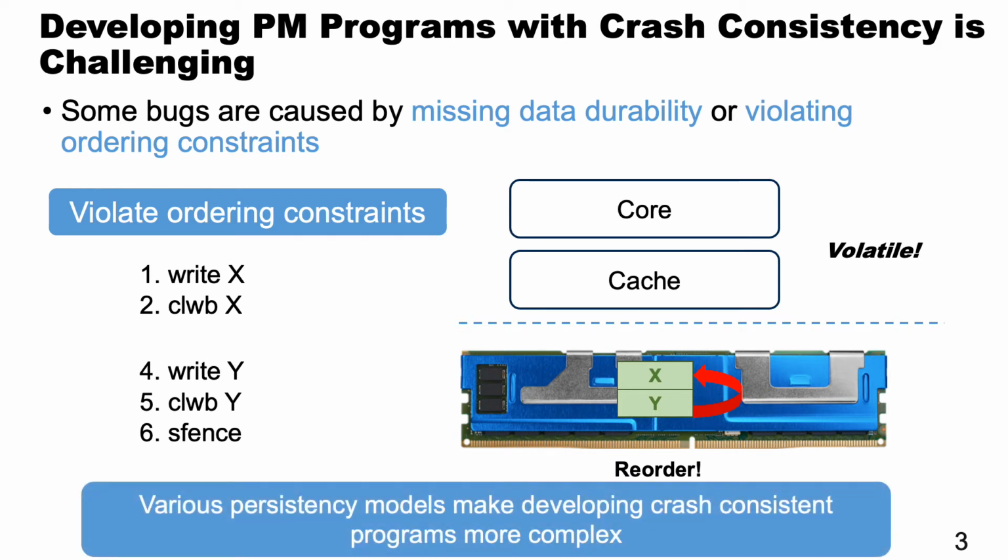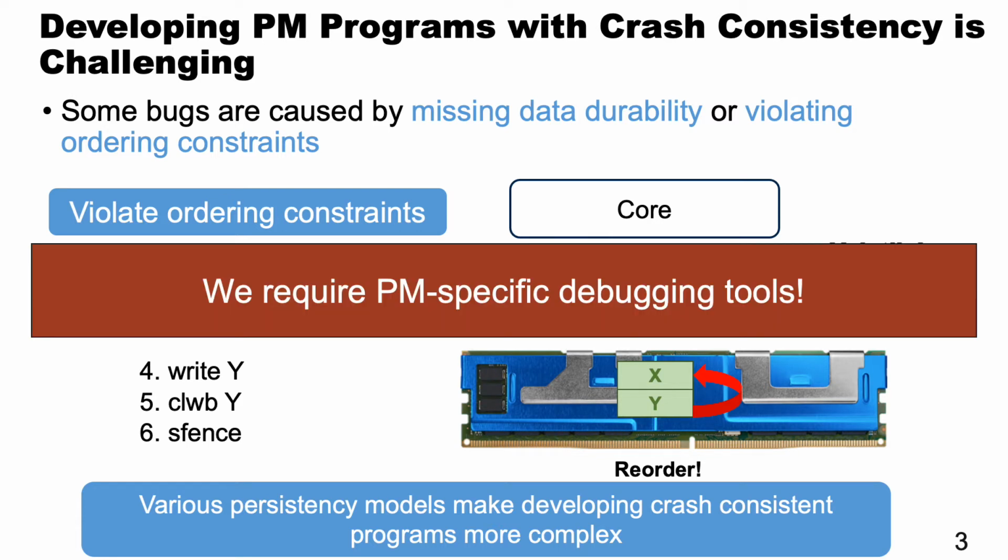Meanwhile, various persistency models have different constraints for data durability and ordering constraints, which make developing crash-consistent programs more complex. To solve it, we require PM-specific debugging tools to help us.